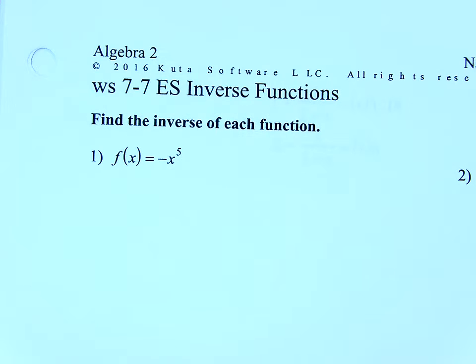So, what in the world is the inverse of a function? Well, I'm glad you asked.